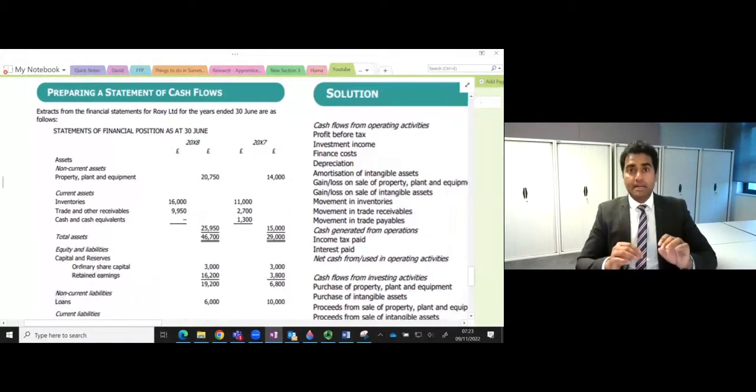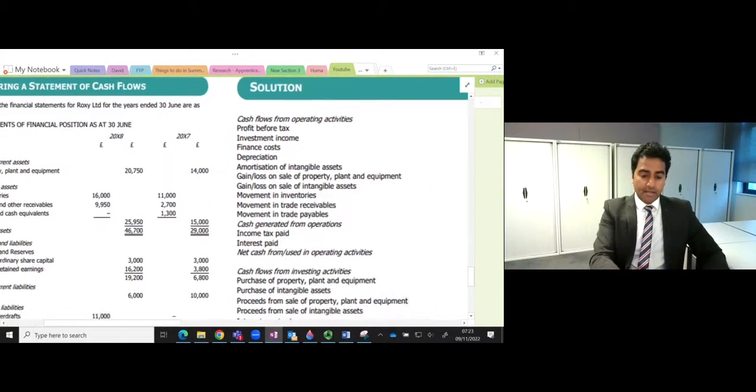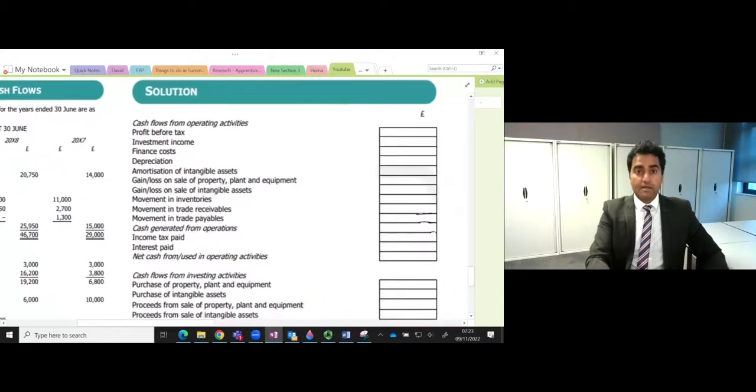This is an indirect method, and I have the question and the format of the cash flow statement drawn right next to it. So the technique is, either it's a direct method or indirect cash flow question, draw the format first, because that will provide you a guidance on what you need to calculate. So as you can see, I'll be using this format of the answer, the format of the cash flow, as a guidance.